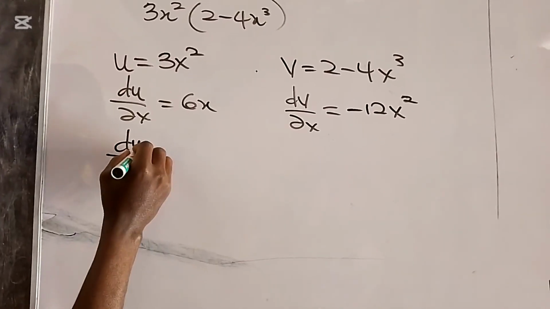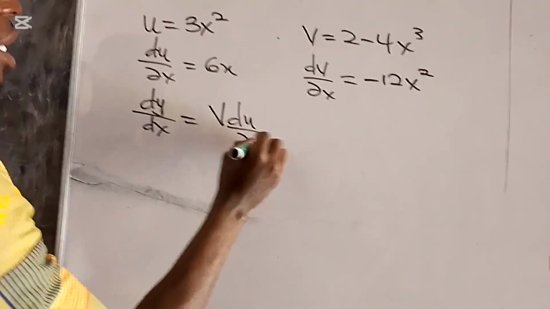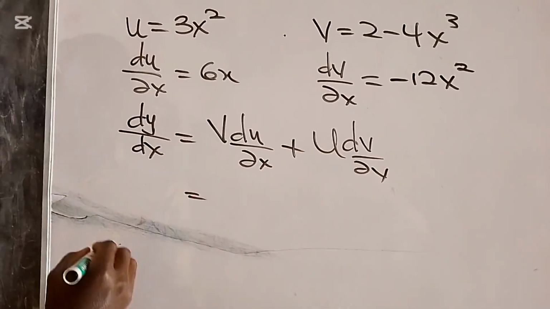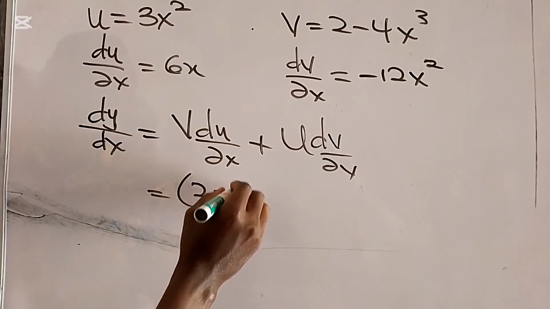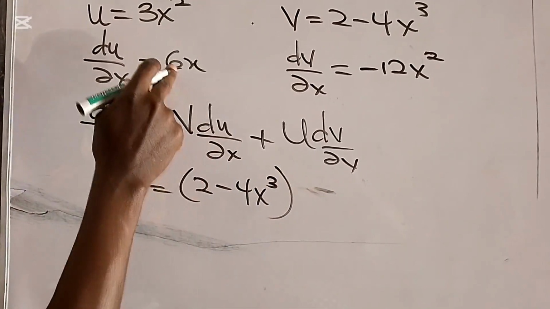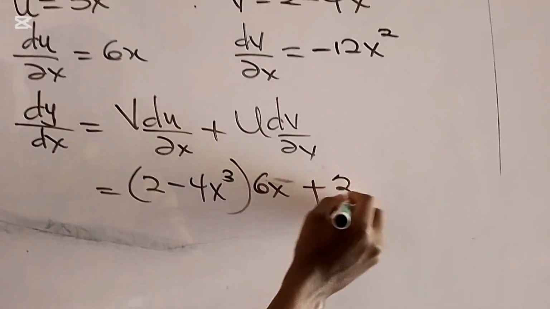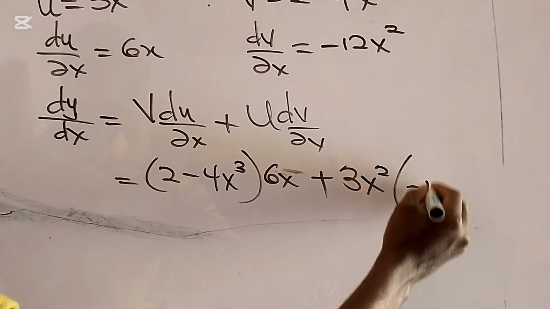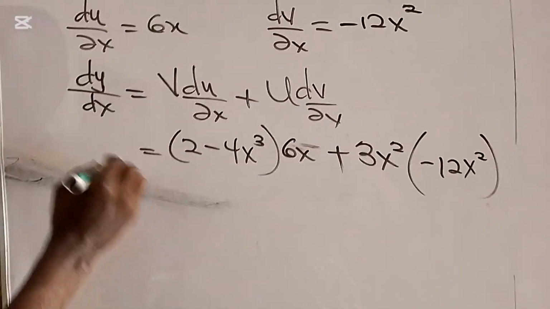Then our dy over dx is v du/dx plus u dv/dx. So our v is 2 minus 4x cubed. Our du gives us 6x, plus u gives us 3x squared. Then our dv gives us negative 12x squared.